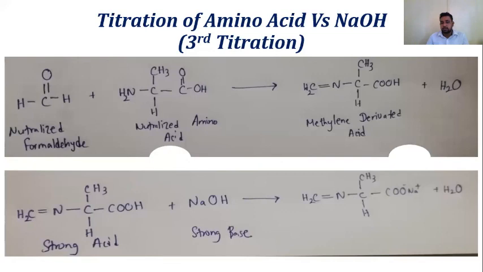After adding neutralized formalin and neutralized amino acid, what forms is a strong acid, so definitely there will be no color change. No color change means it will not turn pink before the final titration. Liana, is that clear? Since it is a strong acid, it will not turn pink before the titration. And we do not need to add phenolphthalein for the final titration because phenolphthalein is already there. Okay, Liana, is that clear for you? Yes, sir. Thank you, sir.